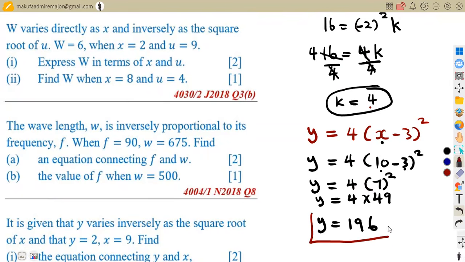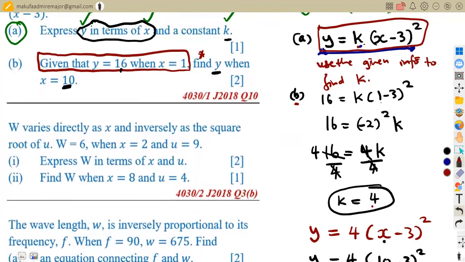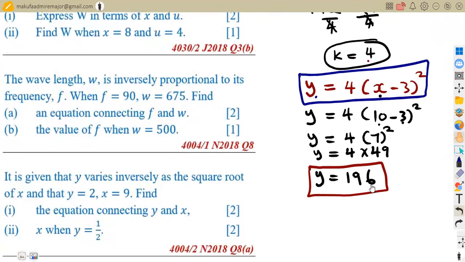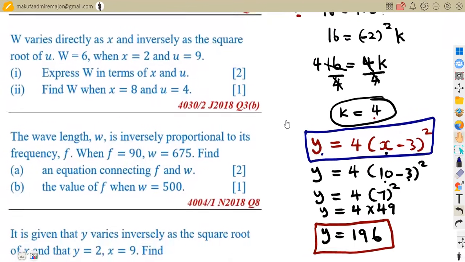So that is our question, to find the value of y. But in order for us to find the value of y from what we are given, you are forced to find the constant so that we find a relationship which connects y and x. Without the constant as a numerical value, we can't substitute whatever you're given to find the numerical value of y.